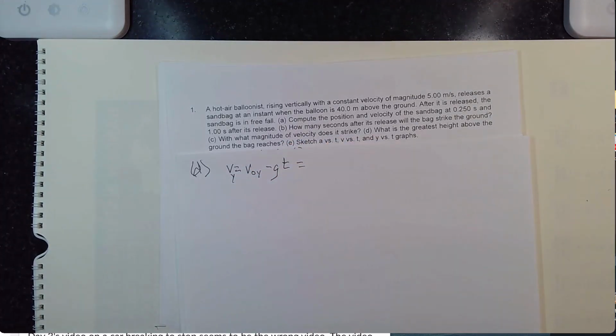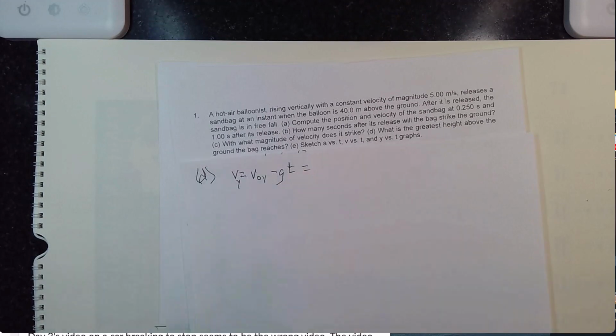This thing was going upward when it was released. It'll continue to go upward for a while, but then it'll stop for an instant and start accelerating downward. The entire time it's in free fall, its acceleration is downward. When it's still on its way up, that downward acceleration is slowing it down.